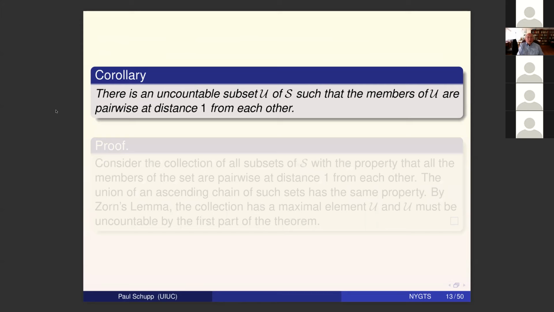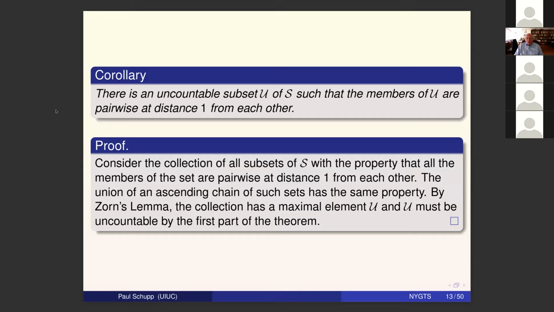Okay, so if we have that, here's the Zorn's lemma argument. We just take all subsets of S with the property that all members are pairwise at distance one. The union of an ascending chain of such sets has the same property. Zorn's lemma gives a maximal element, and U has to be uncountable by the previous statement.